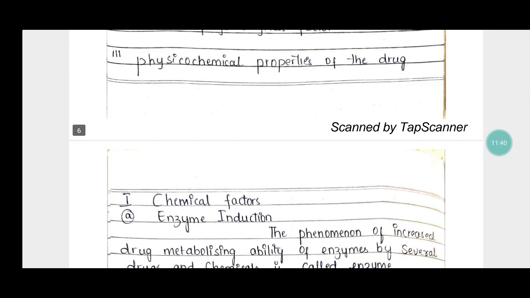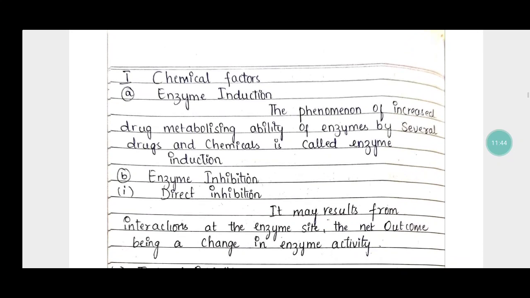We shall see number 1, that is chemical factors. Number 1, enzyme induction. Enzyme induction is the phenomenon of increased drug metabolizing ability of an enzyme by several drugs and chemicals. It increases the drug metabolizing ability of the enzyme for several drugs and chemicals.